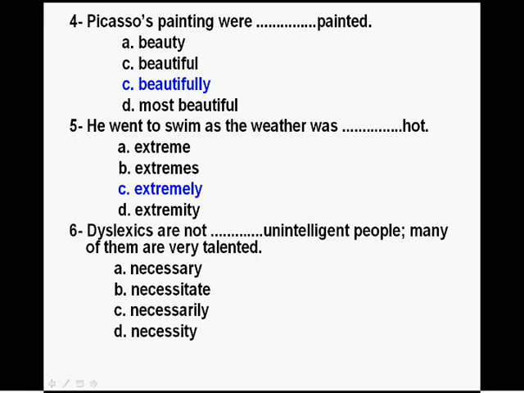Dyslexics are not unintelligent people. Many of them are very talented. So again, we need to put here what? An adverb. Which word is the adverb here? Is it A, necessary, B, necessitate, C, necessarily, and D, necessity? Very good. Necessarily, okay? So this is the adverb which we need to put in this sentence.